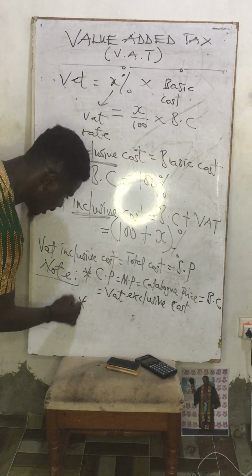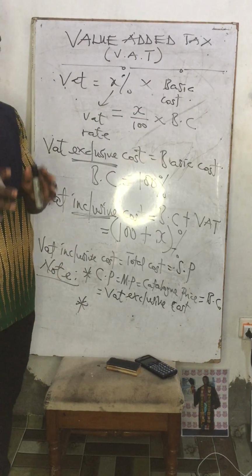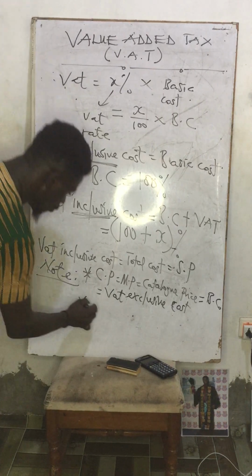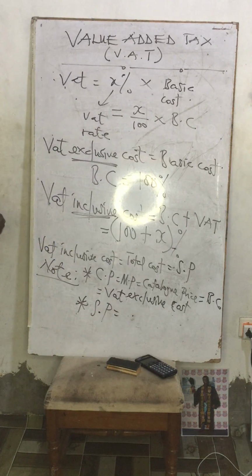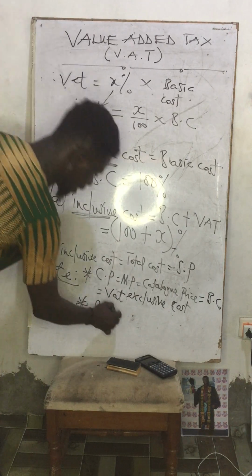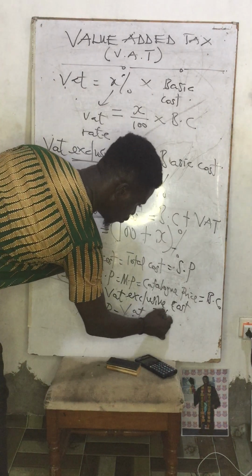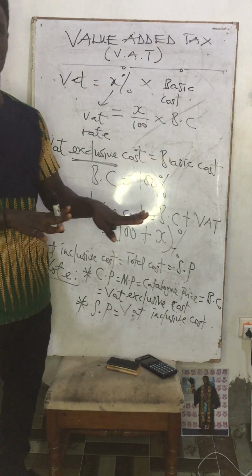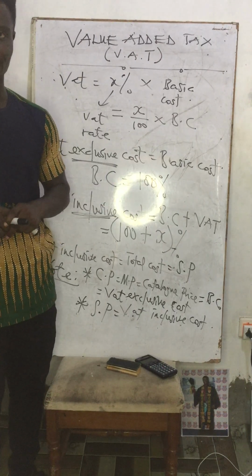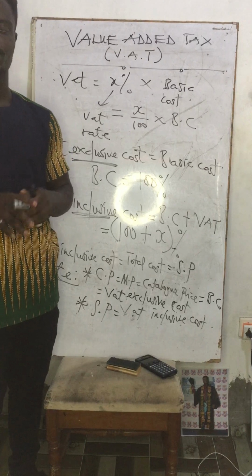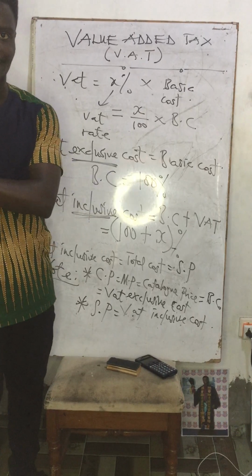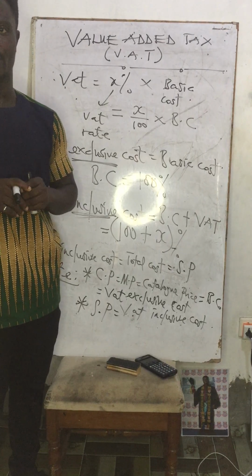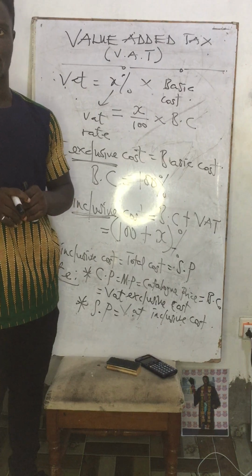Now, our last note here: giving the selling price of an item simply implies VAT inclusive cost. So when I give you the selling price of an item, it means that I've included VAT inside, so we call it VAT inclusive cost. Don't forget, basic cost is the same thing as 100%, and our VAT inclusive cost is 100 plus X, where X is the VAT rate. It's very, very simple to understand.